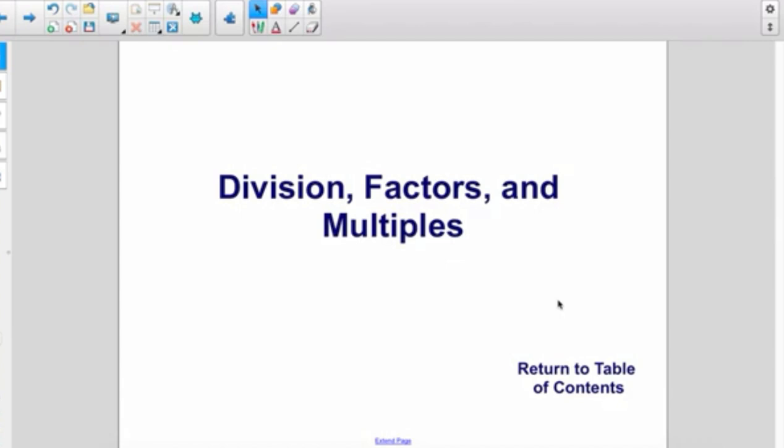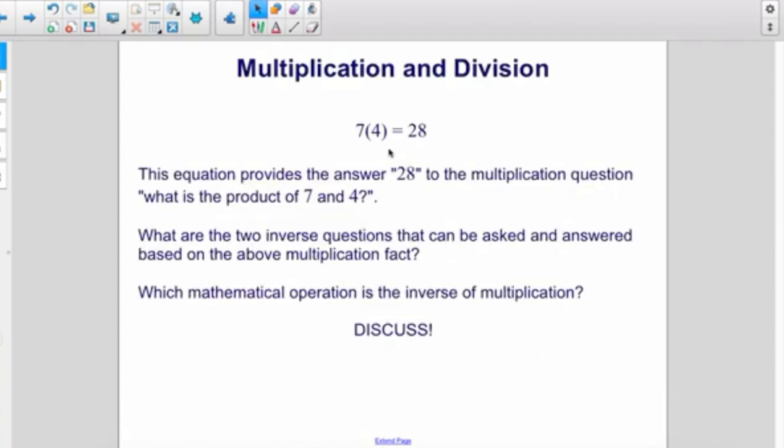Division, factors, and multiples. 7 times 4 equals 28. This equation provides the answer 28 to the multiplication question, what is the product of 7 and 4? What are the two inverse questions that can be asked and answered based on the above multiplication fact?